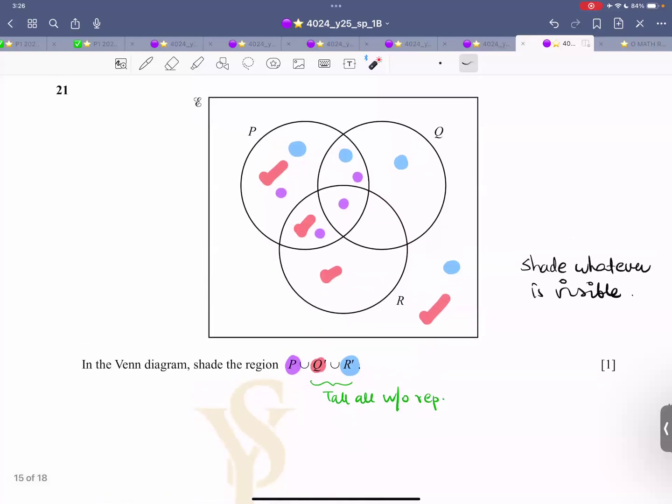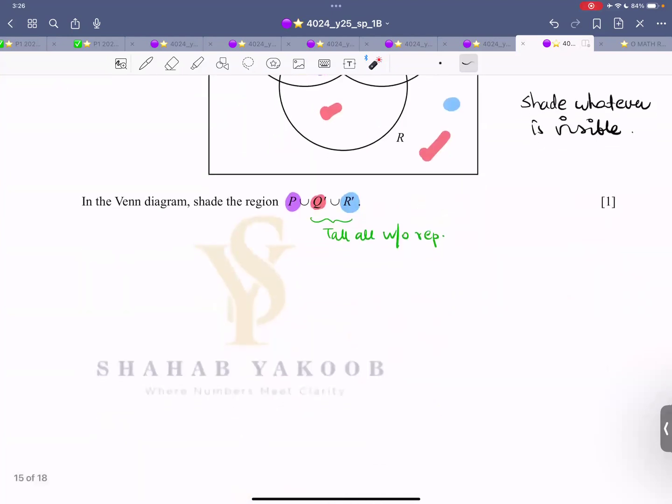Question 21. Slightly tricky, but just play around with your pencil. In the Venn diagram, shade the region (P union Q) complement union R complement. What is the way that I started? I looked at Q. I marked all the Q complement. So this is Q. Q complement is 1, 2, 3, and 4 regions. Similarly, I marked R complement. This whole thing is R. So R complement is the blue region, 1, 2, 3, and 4. If I take the union, they take all without repetition.